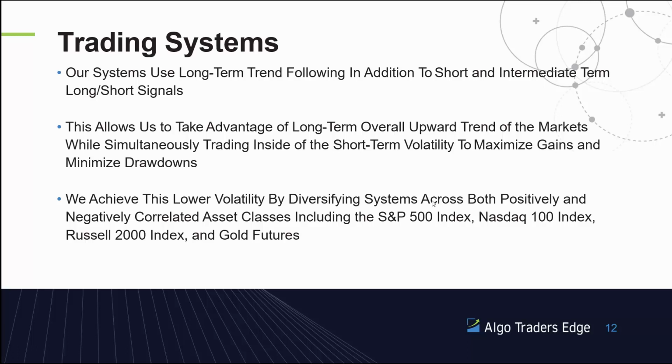Now, this allows us to take advantage of long-term overall upward trends of the markets while simultaneously trading inside of the short-term volatility to maximize gains and minimize the drawdowns. Now, we achieve this lower volatility by diversifying systems across both positively and negatively correlated asset classes, including the S&P 500, the NASDAQ 100 index, the Russell 2000 index, and gold futures. So we're trading 3 different indexes, large cap, mid cap, small cap, and then also gold to offer a little bit more diversification. And we're all trading in the futures markets.